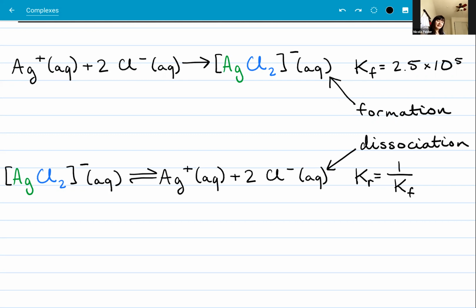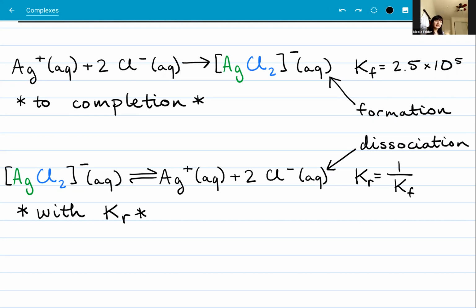And so, taking care of the first reaction, I just treat it as if it goes to completion. Then to do the second reaction, I go through a whole Rice table and use the equilibrium constant Kr to solve for that. In chapter 23, we'll cover more about the physics involved in coordination complexes and just more about transition metal chemistry in general.